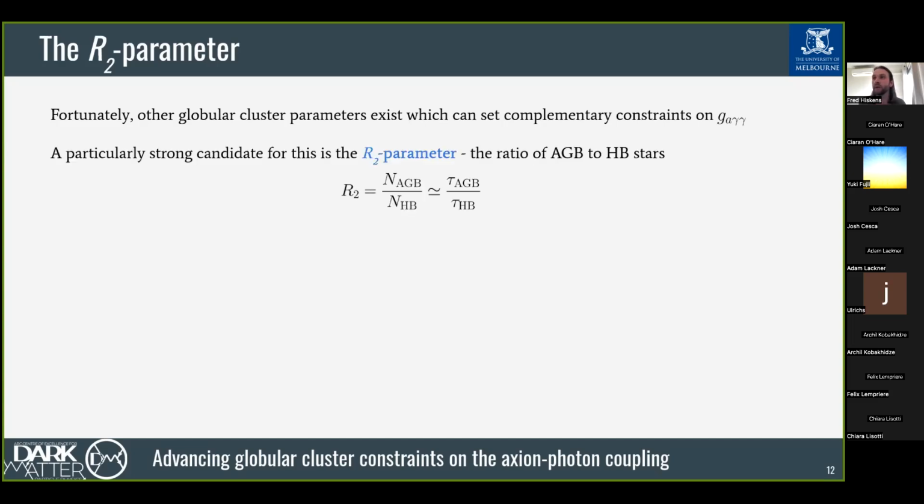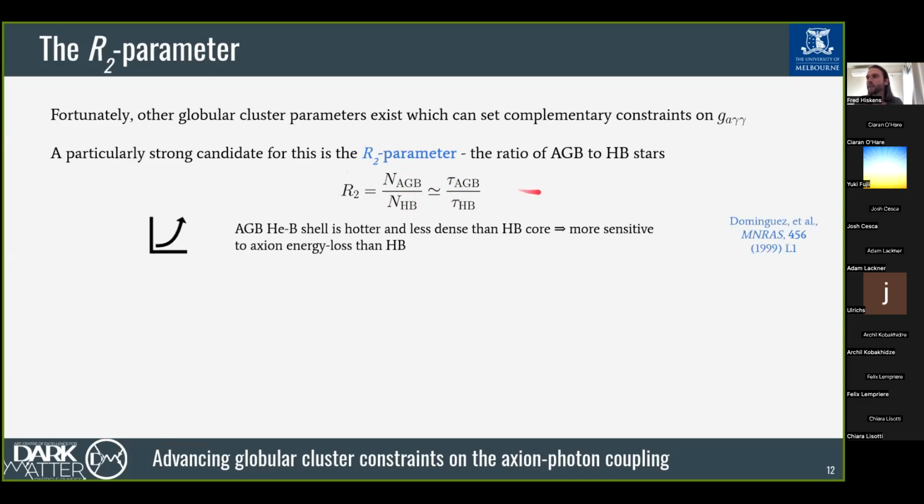the axion-photon coupling. And a particularly strong candidate for this is the R2 parameter of globular clusters. This is now the ratio of asymptotic giant branch stars to horizontal branch stars in globular clusters. And again, these branches are populated by stars of approximately the same mass, so you can apply this rough relation here.